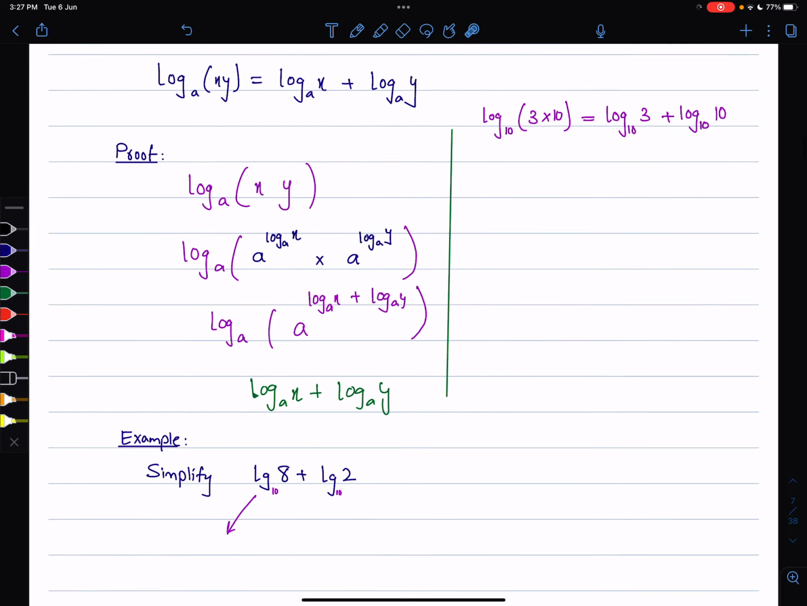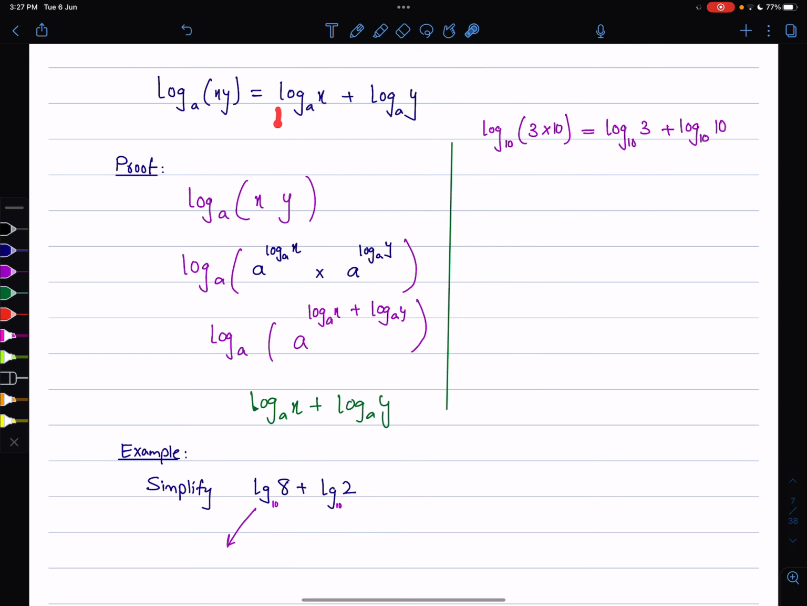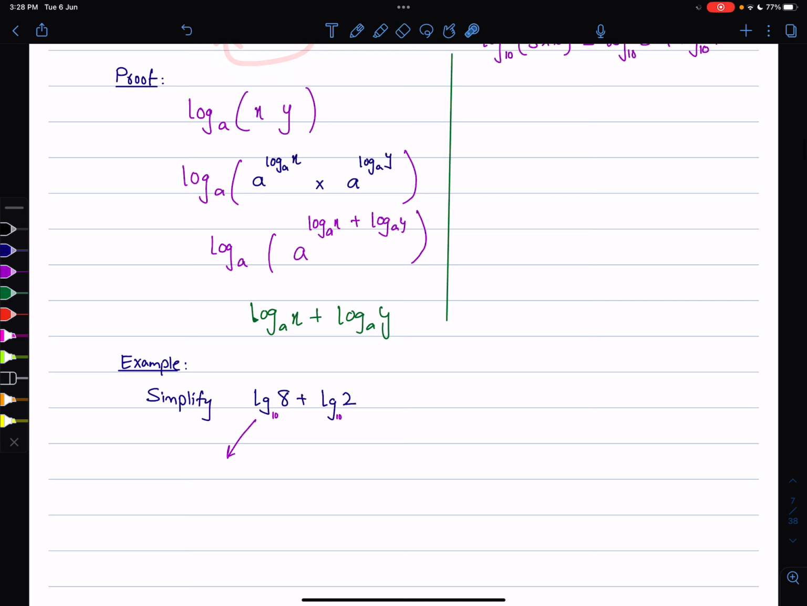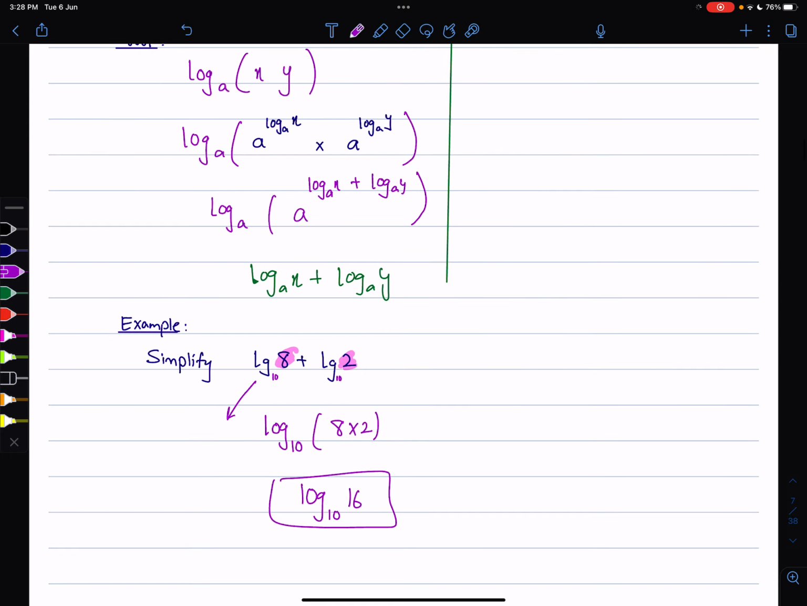So if we apply the multiplication rule, which says that log to the base a of x plus log to the base a of y, the sum can be expressed as a single log to the base a of xy, the multiplication rule. So over here the two numbers are 8 and 2. If you want to express this as a single log, we are going to write log to the base 10 of 8 times 2, that is log to the base 10 of 16. That was the multiplication rule.